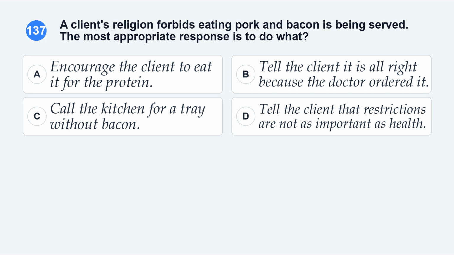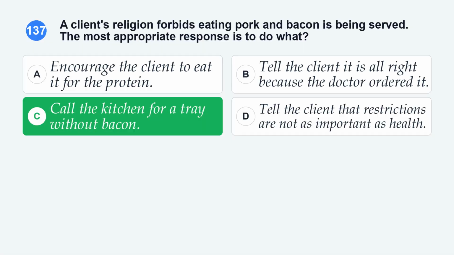Option A. Encourage the client to eat it for the protein. Option B. Tell the client it is alright because the doctor ordered it. Option C. Call the kitchen for a tray without bacon. Option D. Tell the client that restrictions are not as important as health.